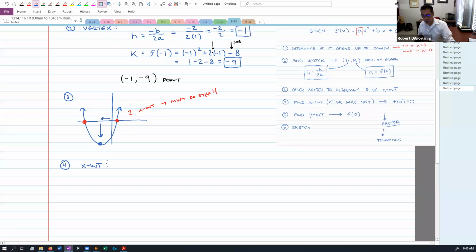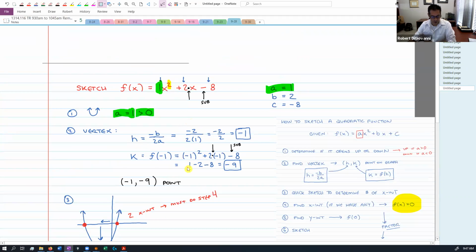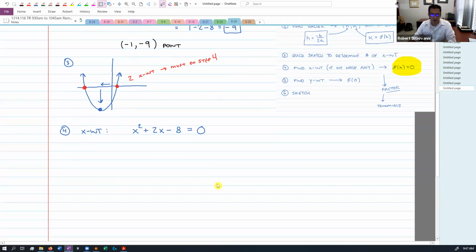To do this, according to the steps, I must set the function equal to 0, right? In yellow over there. So that means I'm going to take my quadratic function, which was x squared plus 2x minus 8, right? That's what it was, and set it equal to 0. Take the function, set it equal to 0. This is a quadratic equation.